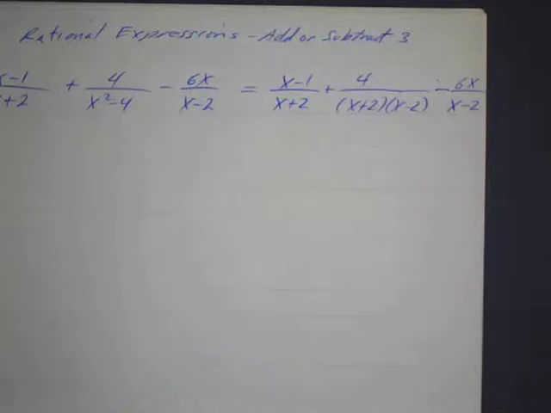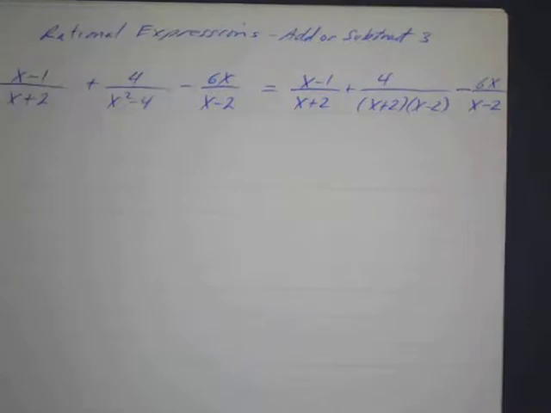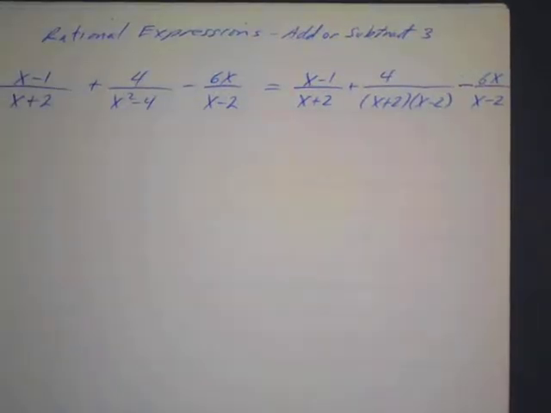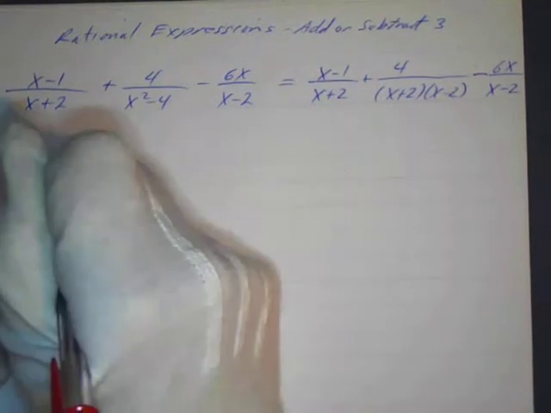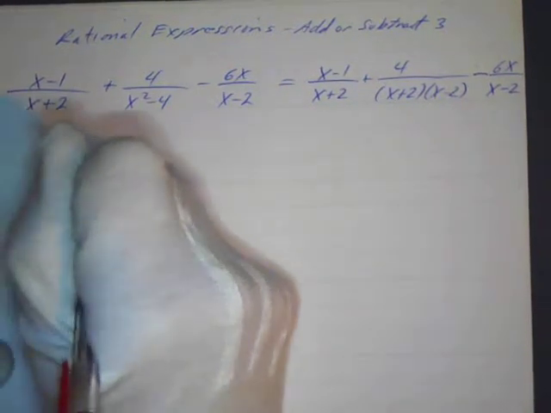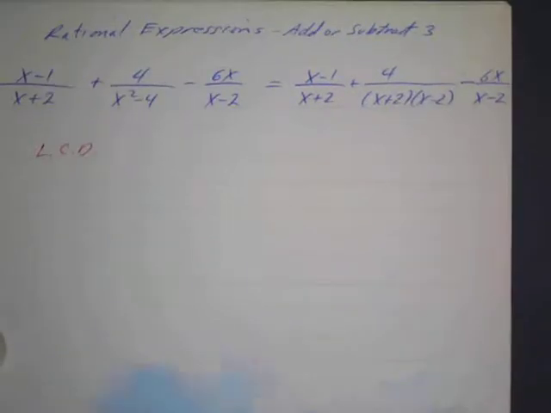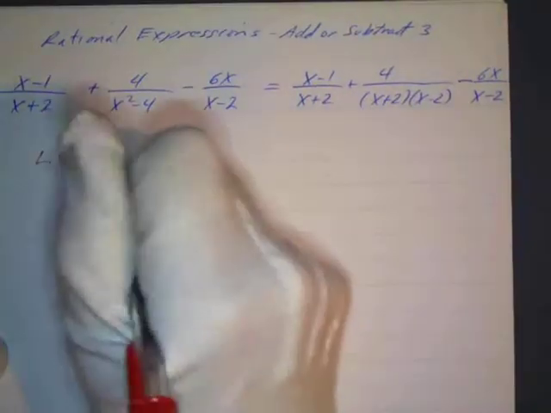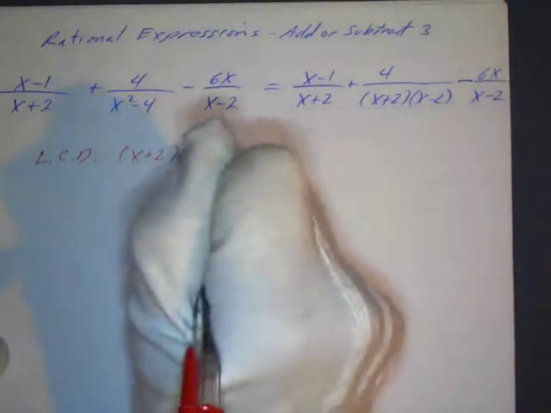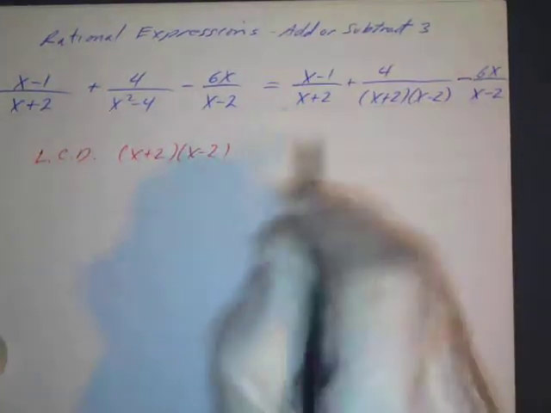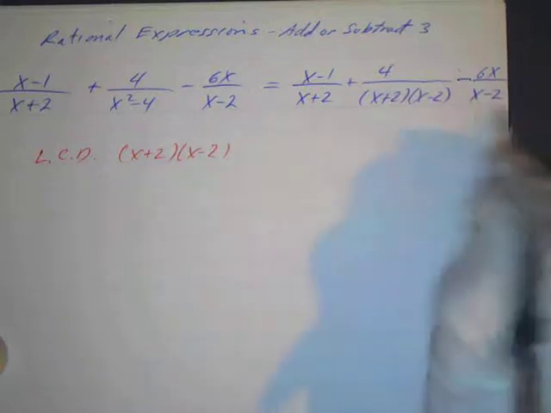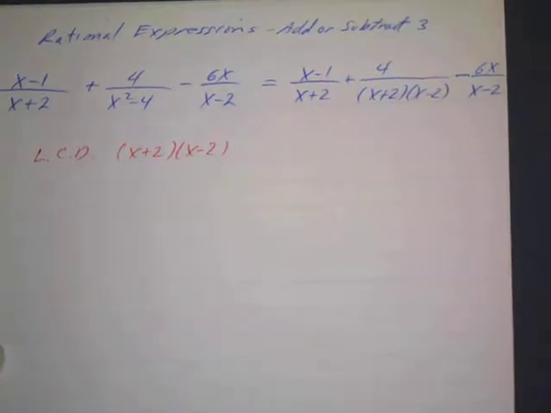So now I want to construct my LCD, so it has to be something that all three denominators divide into. So I want to write it down so I can actually physically see it, so I'll know the adjustments I need to make. And always look at the larger one. I'm going to have an x plus 2 times x minus 2, because this has got to fit in there, but also I can see that x plus 2 is here and x minus 2 is there, so there's my LCD.